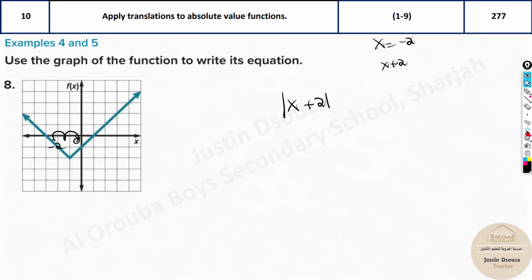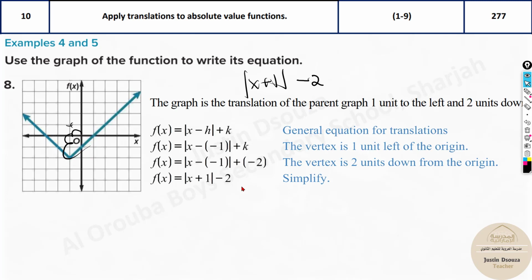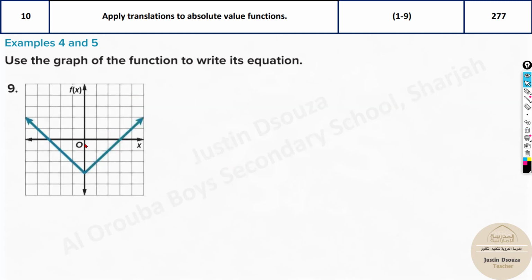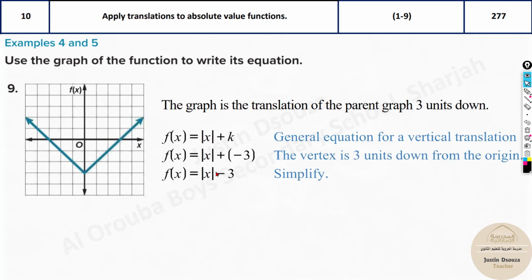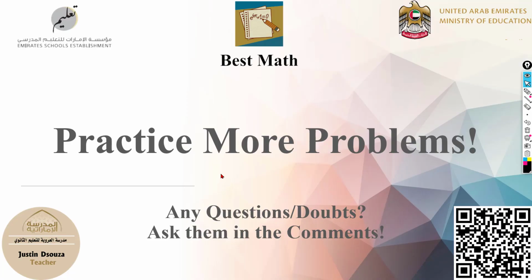What about over here? Try it by yourselves. Pause the video and try it. It's minus 1. That means x plus 1, and it goes down 1, 2. If it's down, minus 2. That's it. So this would be the final answer: modulus x plus 1, minus 2. And lastly, we have just going down by 3 units. So modulus x minus 3 only. Minus 3 is outside the modulus. This is how we can easily solve these problems. There is no difficult problem at all. If you know the concept of horizontal translation and vertical translation, then it's very, very easy.